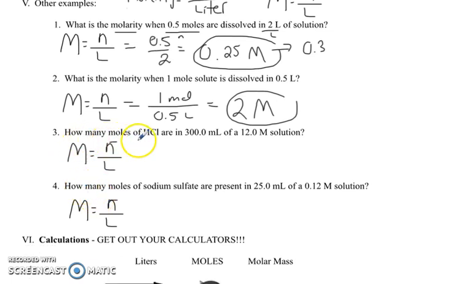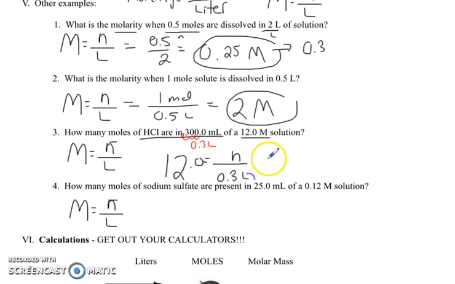And number 3, how many moles of HCl are in 300 mL of a 12 molar solution? This one needs a little bit of extra care. So milliliters to liters, you can move your decimal 3 places. This is 0.3 liters. So this time I know that my molarity is 12.0, and I'm trying to solve for N over my 0.3 liters. So how do I isolate for N? I'm going to multiply each side by 0.3. So I'm taking 12 times 0.3, and I'm going to get 3.6 moles.